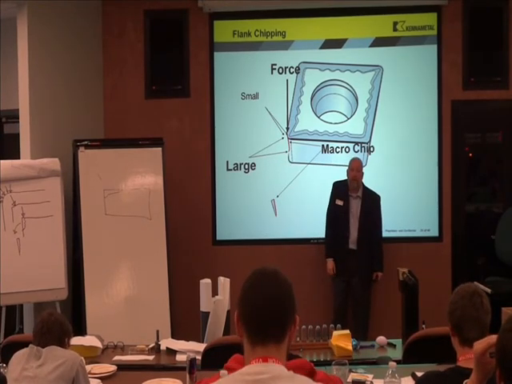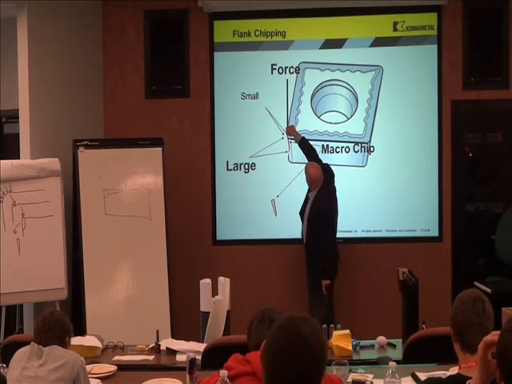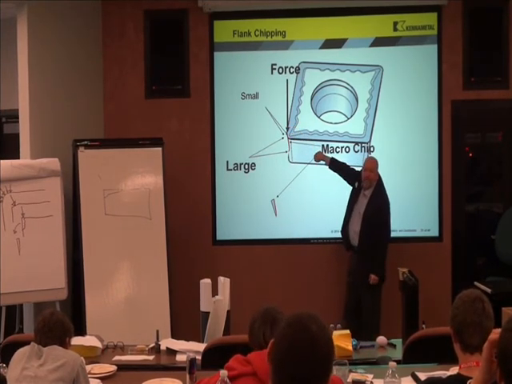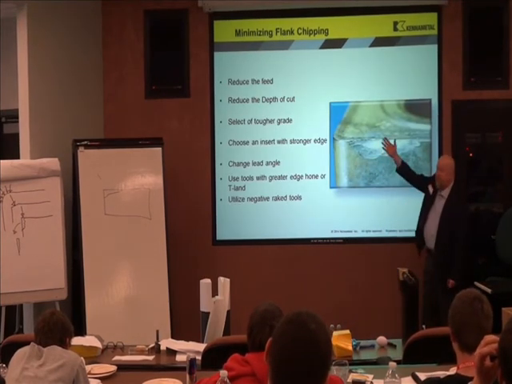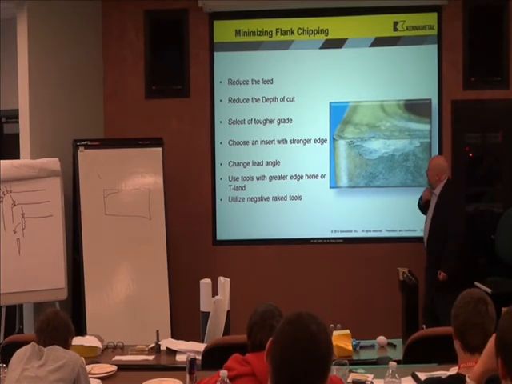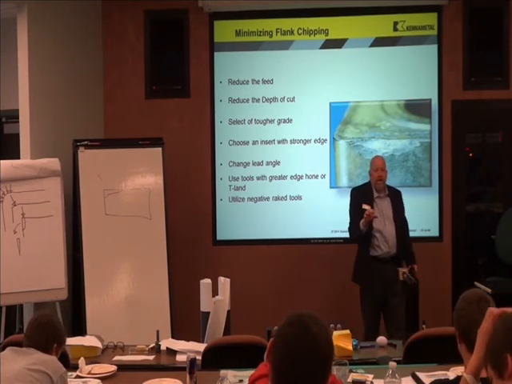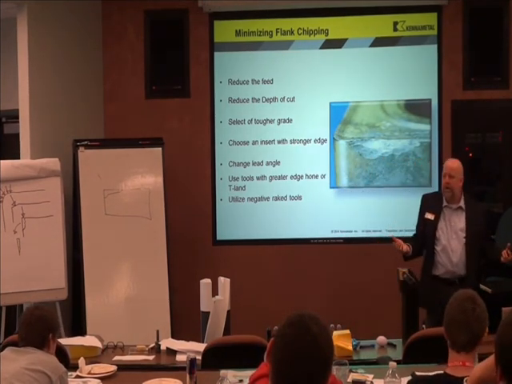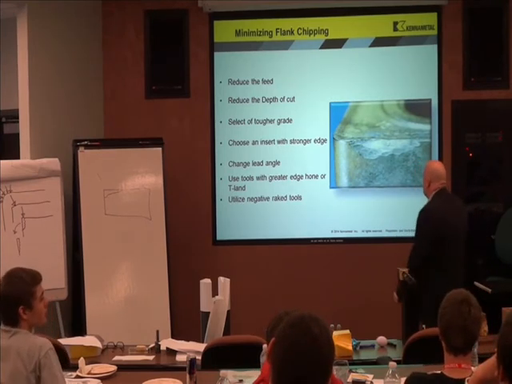If I know where the force came from, what can I do? I can change the edge prep and redirect it into here. It says reduce speed and feed. I don't like reducing those because that's my productivity. What I'd rather do, use a tougher grade. But if I use a tougher grade, that means it's got more cobalt, marshmallow. Does that mean I go faster or slower? Slower. I don't want to do that either.